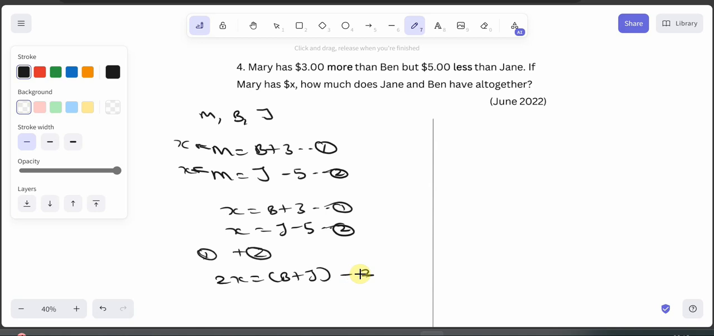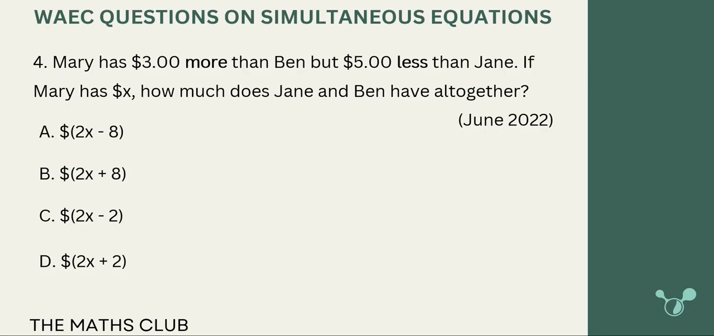So if I carry over the minus 2 to the other side to make B plus J, which is what I want, stand alone, that will be B plus J is equal to 2x plus 2. And this is our answer, or this should be our answer. The way I solved it might not be the exact way that you solved it, but when I solve, just try and look at the thought pattern of what I did, and then see if you can learn something from it. But let's see if our answer is correct. So that would be option D.